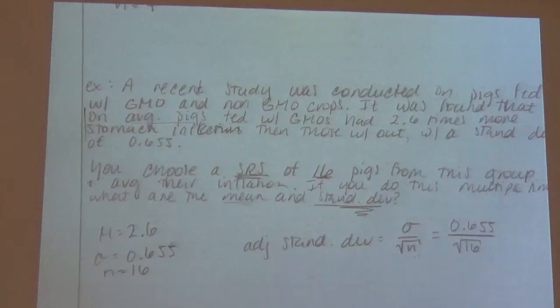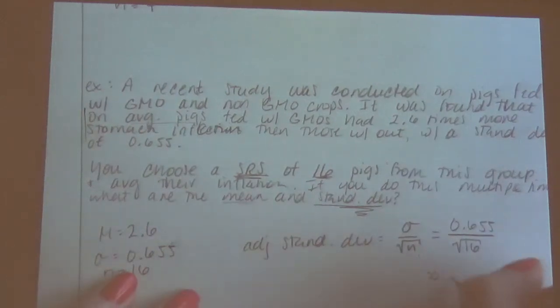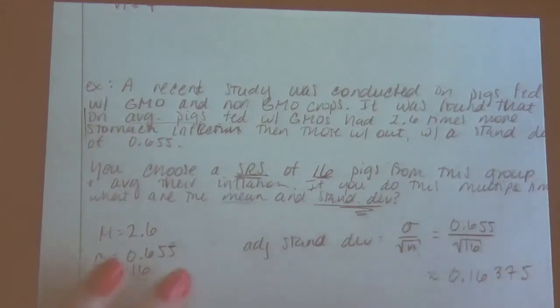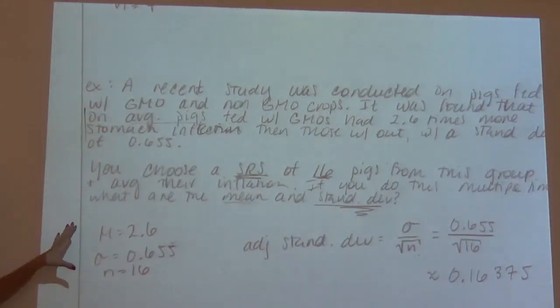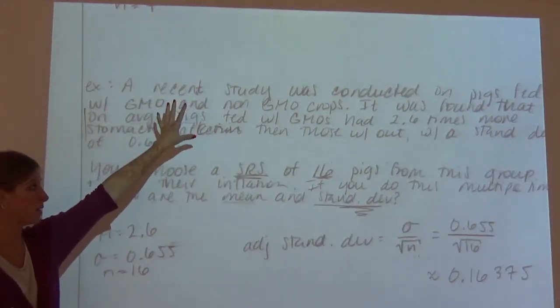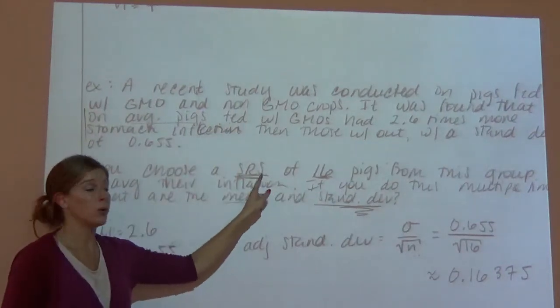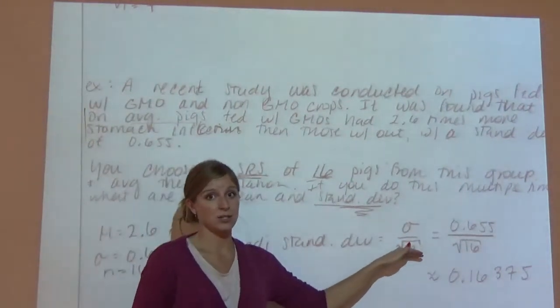Okay, so let's see if we do that. Calculator work there. I'm going to use a lot of decimals to be a bit more accurate. I have 0.16375. Okay, so round to a lot of decimals, so you're holding accuracy as you go through this. But basically, you start with population information, you're drawing a sample, you're going to need to adjust the standard deviation.